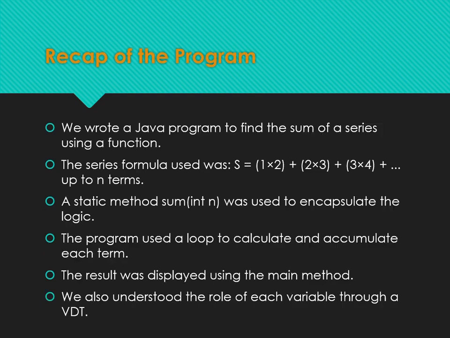Let's quickly recap what we've learned. We wrote a Java program that calculates the sum of a mathematical series using a user-defined function. The series followed the pattern S equals 1 times 2 plus 2 times 3 plus 3 times 4, and so on, up to n terms. We used a static method named sum, which takes an integer input and returns the total sum of the series. Inside the method, we used a loop to calculate each term and add it to the cumulative total. The main method handled user input, called the function, and displayed the result. Finally, we understood the purpose of each variable with the help of a variable description table.